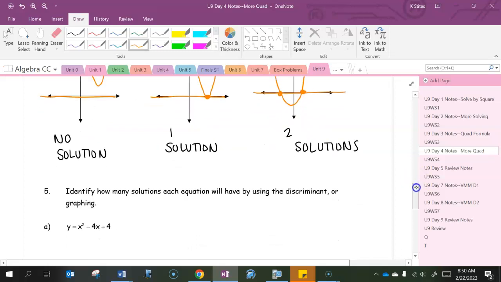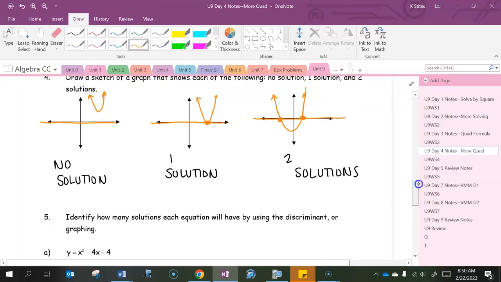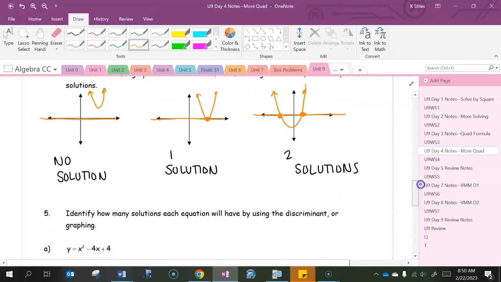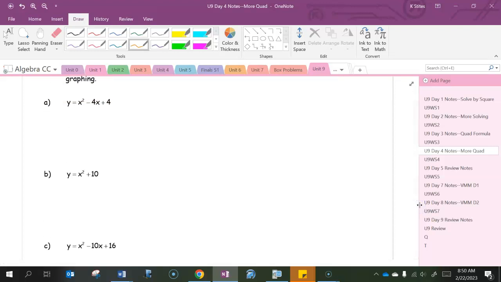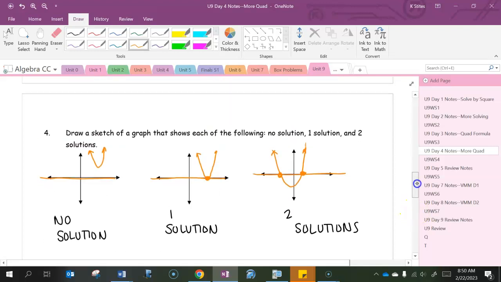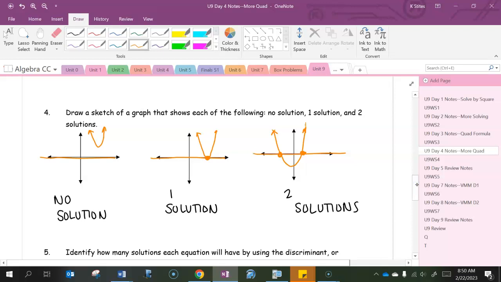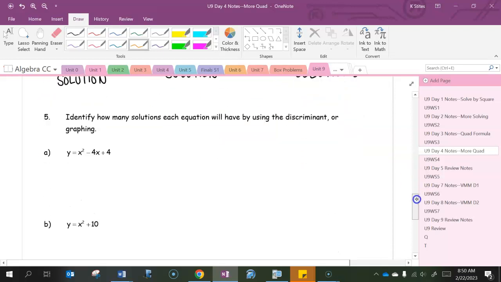Okay. And then finally, identify how many solutions each equation will have by using the discriminant or by graphing. So we're going to focus on the discriminant. You could type these into your calculator and graph them with your y equals and just see which one of these situations it is. So we're going to do this with our discriminant.